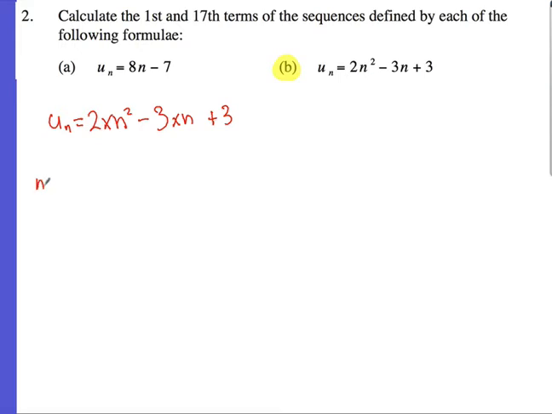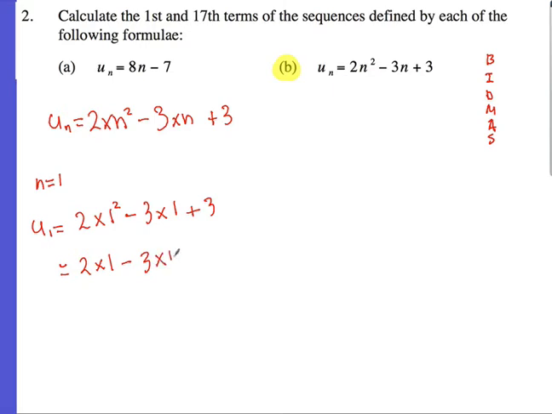Now, when n equals 1 is our first term, so u1 is equal to 2 times 1 squared minus 3 times 1 plus 3. Now BIDMAS, I'm just going to write it down here, BIDMAS tells us to do brackets first, or no brackets, indices. 1 squared is 1, so we have 2 times 1, minus 3 times 1 plus 3.